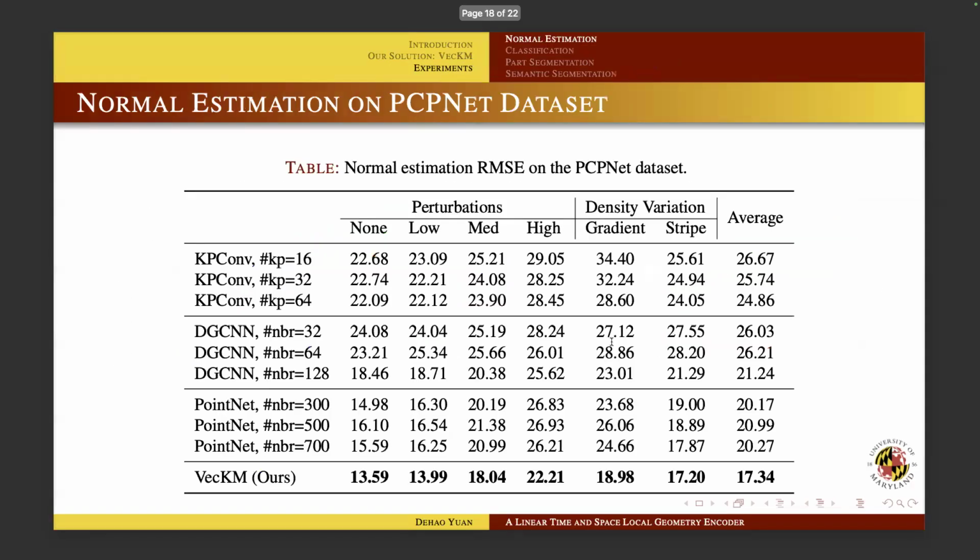And we also demonstrate that our encoding is very descriptive. So here we have a normal estimation on the PCPNet dataset. Basically, we encode the local geometry and then train a network to predict the normal direction. In this case, we can show that the estimation error is the lowest among all the methods. So it is much faster and it is even more accurate.